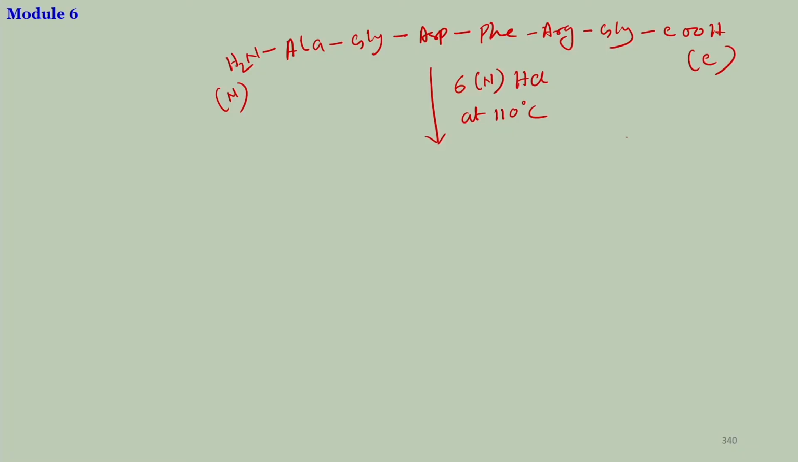So, if I just write the alanine, I am not drawing the stereochemistry. If this is your N terminal, this would be CO, and this is your glycine with H here, NH, CO, and this would be your aspartic acid, and it will go on.